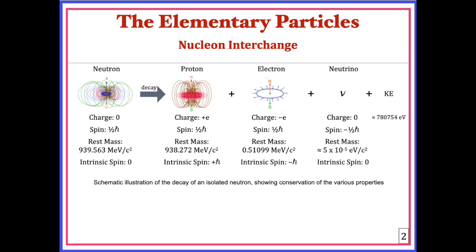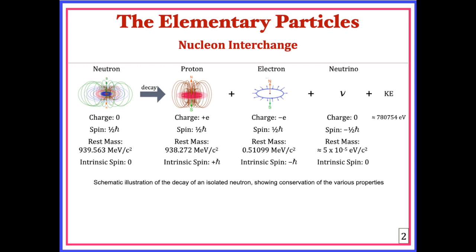As was mentioned in my last presentation, they can interchange because a neutron is essentially a neutral proton. This slide shows the decay of an isolated neutron to a proton, electron, and anti-electron neutrino. The residual energy is carried away by the particles as kinetic energy. The neutron, having a higher mass than a proton, can spontaneously decay. Charge, spin, and intrinsic spin are all conserved. Mass and hence energy is balanced by the kinetic energy of the products.